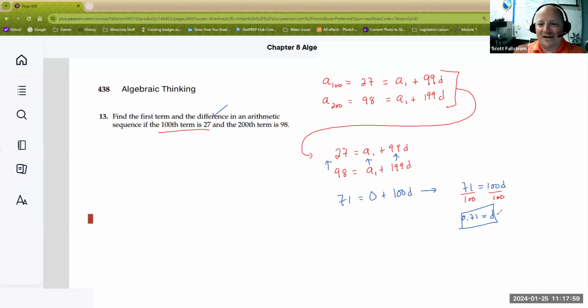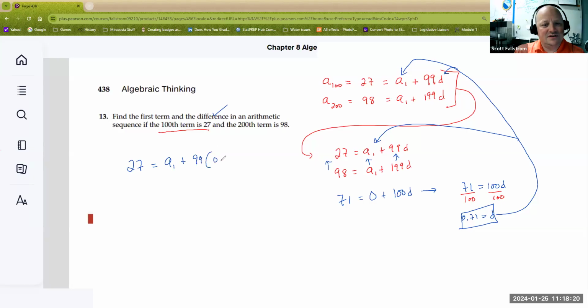And then you could plug that back in up here or into any one of these equations to find the missing piece. Let's take a look how to do that. So 27 is equal to A1 plus 99 times 0.71. I drew the arrow to A1; I meant to draw it to D. Sorry about that. And then we just solve. So we multiply 99 times 0.71, which gives me 70.29.